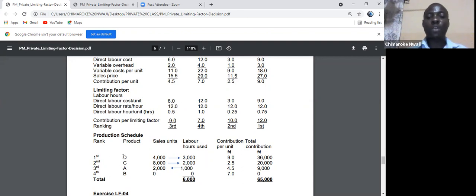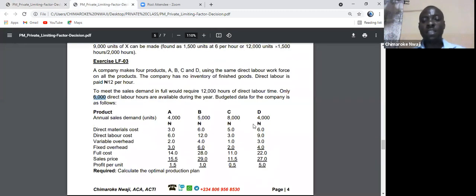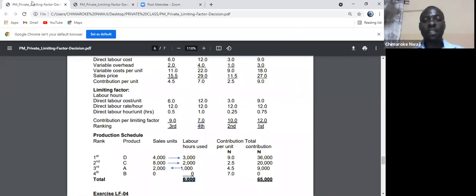In the order, the first product is D, followed by C, then A, and here. We need 6,000 hours to be satisfied. How do we satisfy them? First of all, satisfy product D. Let it be fully satisfied. So what do we do? Product D required 4,000 hours. Okay, so 4,000 hours and 4,000 units, I beg your pardon, 4,000 units.